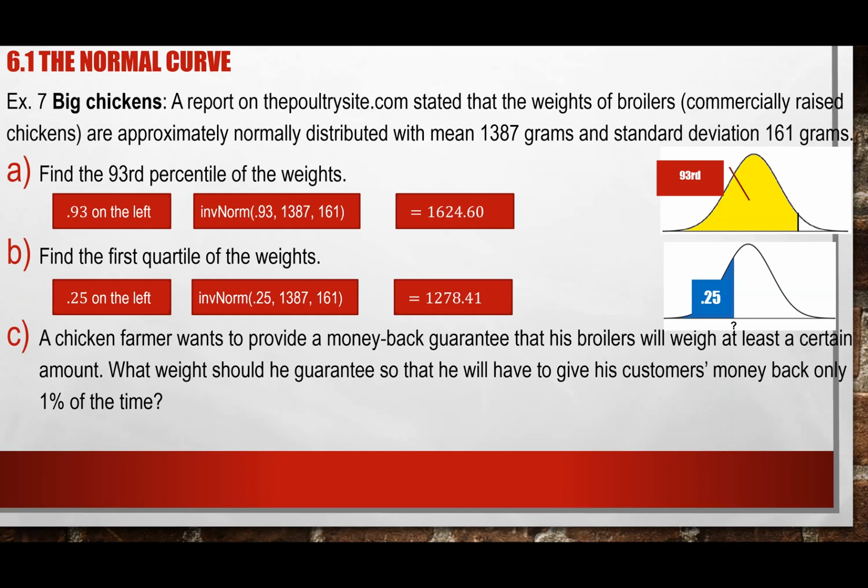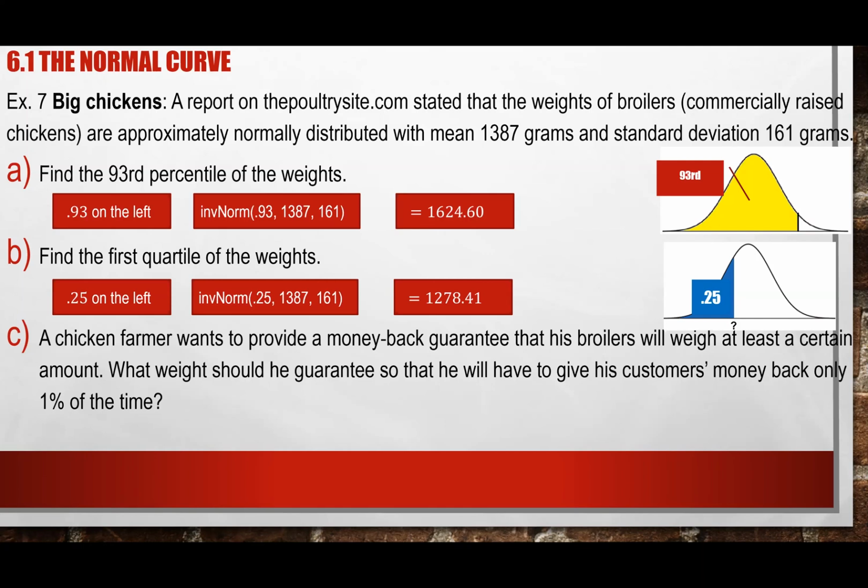Okay, so looking at this, they test your critical thinking and ask: a chicken farmer wants to provide a money back guarantee that his broiler will weigh at least a certain amount. What weight should he guarantee so that he will have to give his customer money back only 1% of the time? Meaning, you say my chicken will weigh at least this. If it's less than this, I will give you the money back. So what is the standard weight that the farmer should say his chicken will weigh?